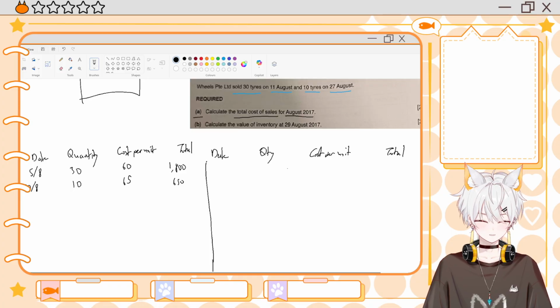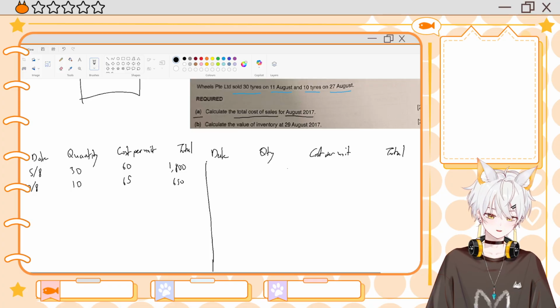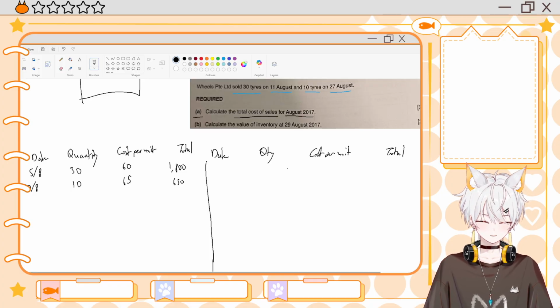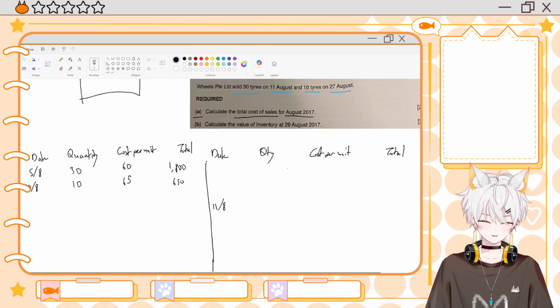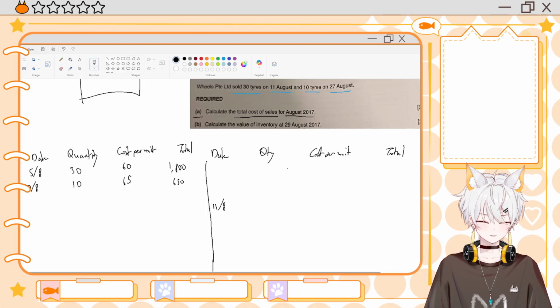They sold 30 tires. Okay. Tires on 11th August. It is better for you visually if you could add the date slightly lower. Basically chronological order from top to bottom is better for visualization.